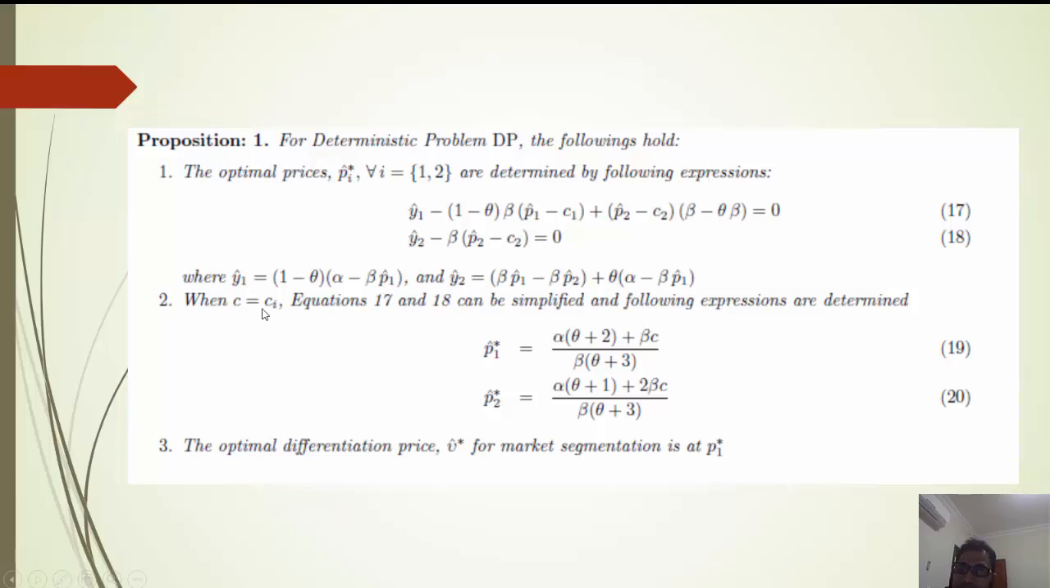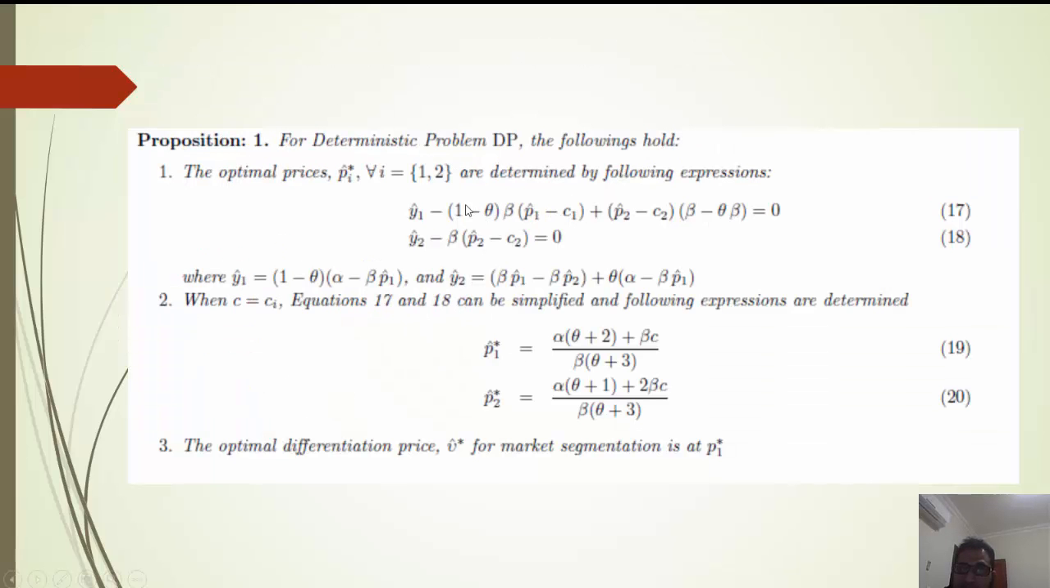But one special situation is that a firm is selling the same product into different markets using distribution channels. So in this case, we can reduce the cost to a single cost, and this further reduces to a very closed form solution for determining the price. Notice that the optimal differentiation price is at the price for the right market segment.